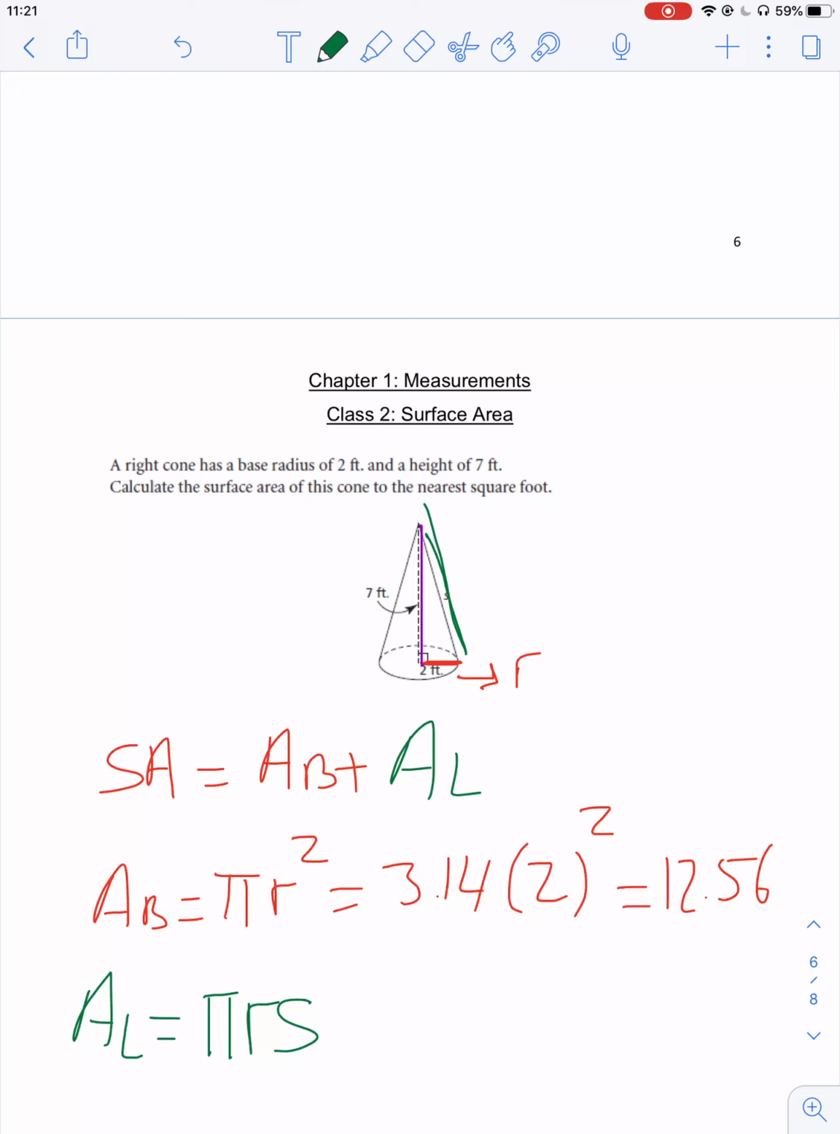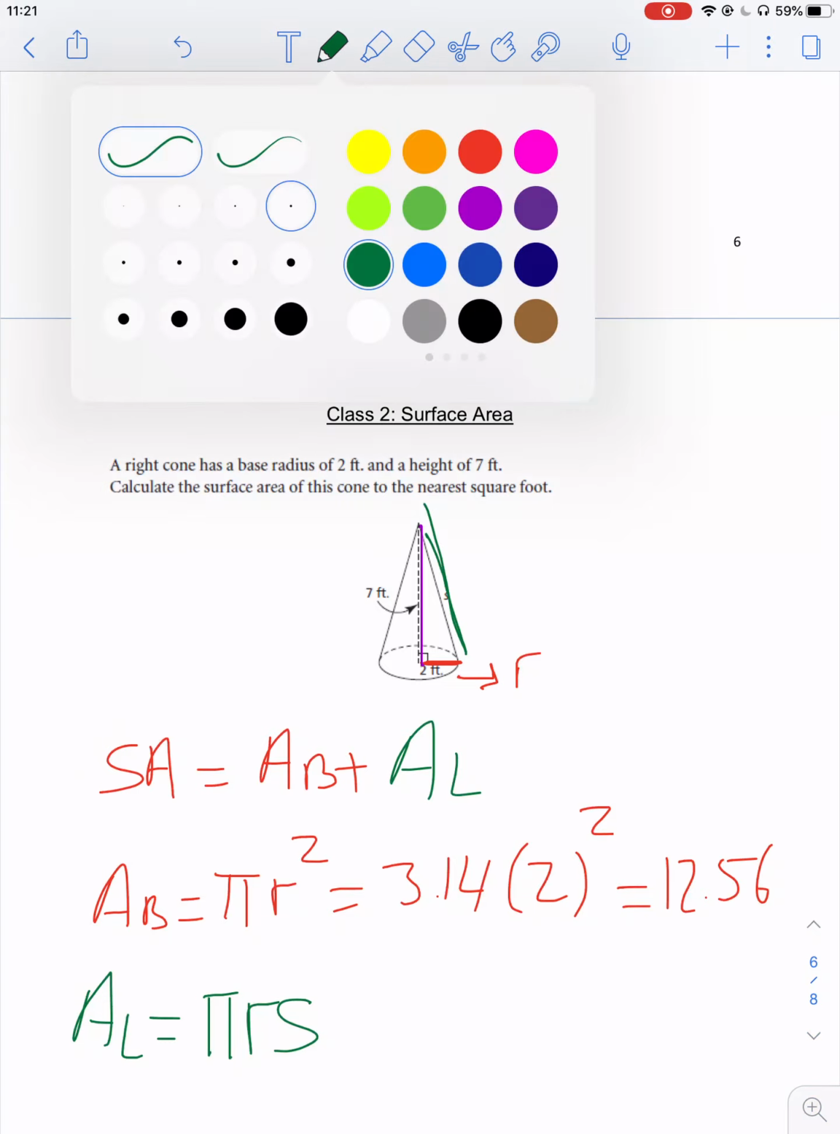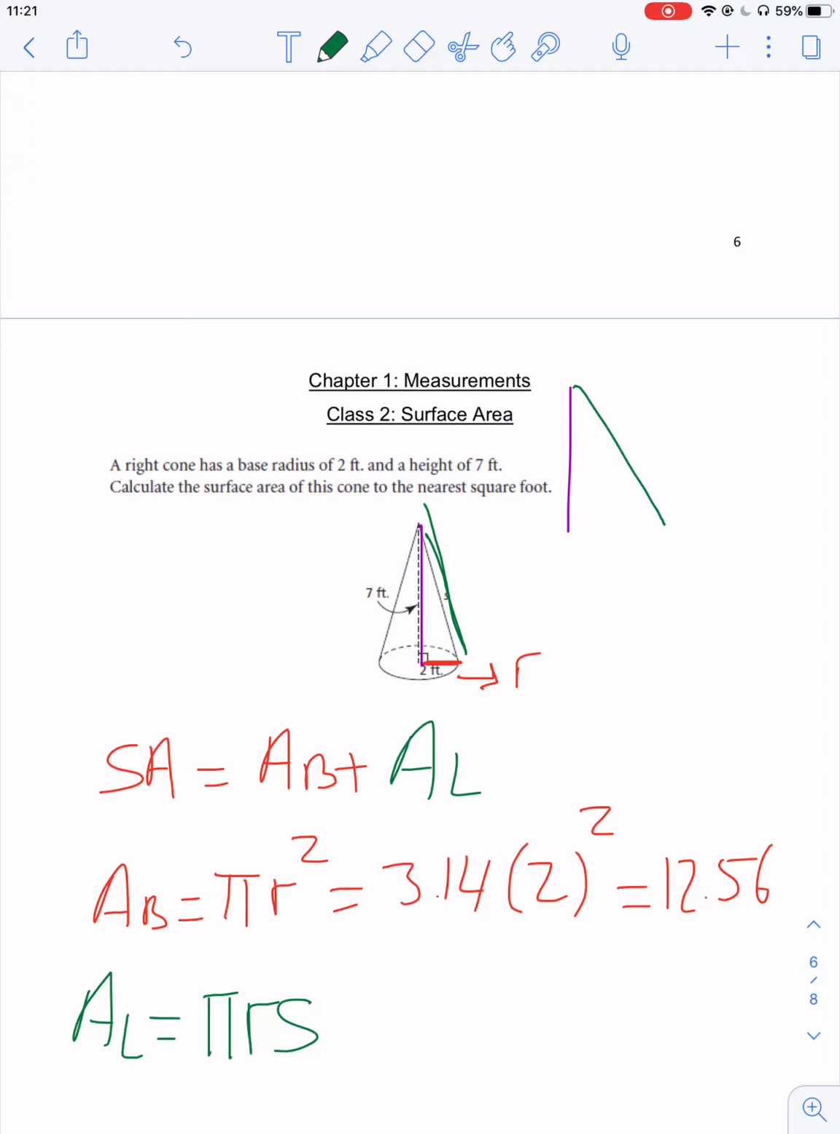If I draw the same triangle separately on this side, I have this triangle, with this red piece being the radius. So I know that this is 2. The height of the cone, because it's inside the cone, will be useful when we talk about volumes, which will be the focus of next class. But here we're not talking about volume, so this one is not important for now.